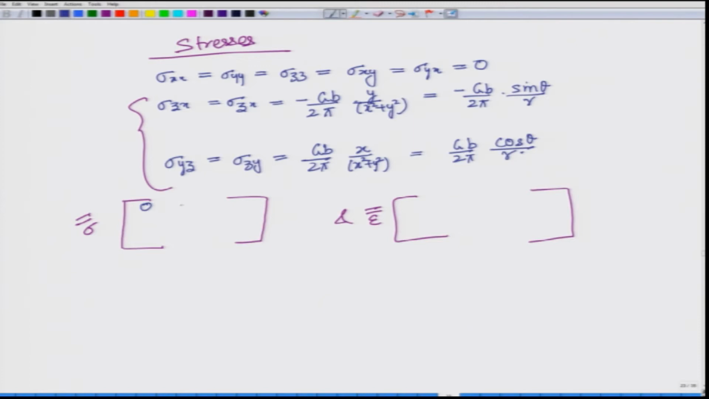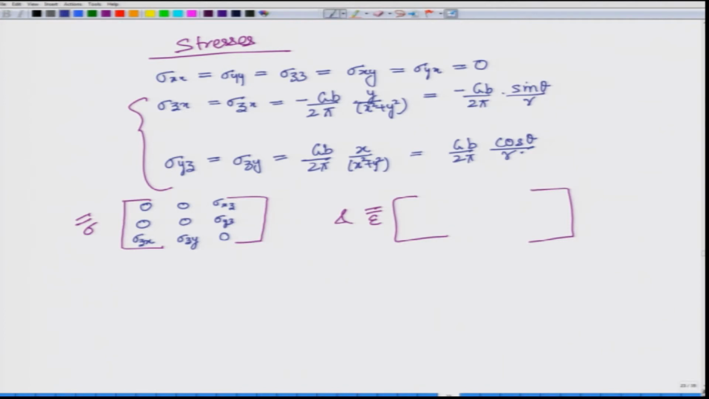So, these 4 terms are 0 for stresses, and as you can see sigma xz, and if sigma xz is there, then sigma zx must also be there. Then we have sigma yz, and therefore, sigma zy should also be there. And what about the sigma zz? That is also 0. So, this gives the tensor format for the stresses around screw dislocation.